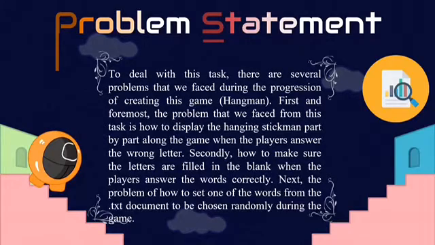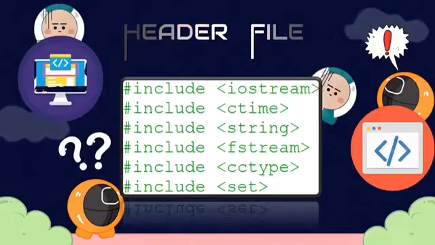Next, we also must solve how to set one of the words from .txt document to be chosen during the game. In this case, the user must download several documents to make sure that the program can be executed and we can play the game. For the first header is iostream, for standard input or output stream.